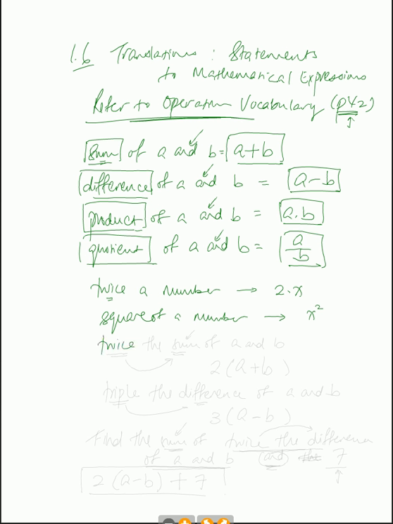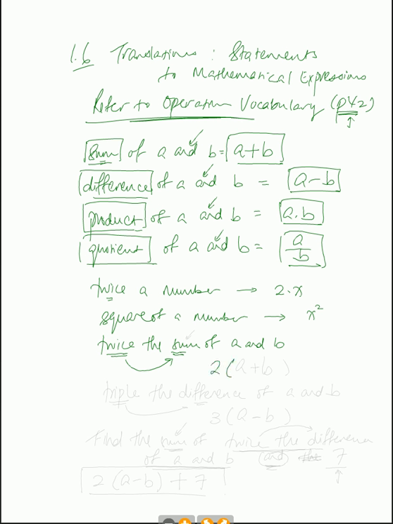Now, what if I say twice the sum of A and B? Then what I need you to observe is that the twice is referring to the sum. So what I'm doubling is the sum. I'm not doubling the number, I'm doubling the sum.